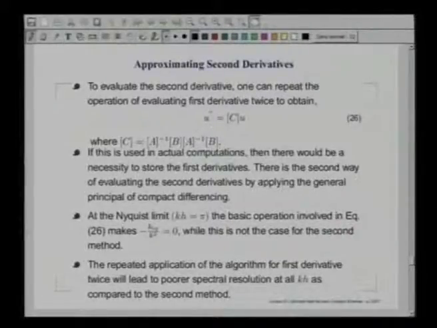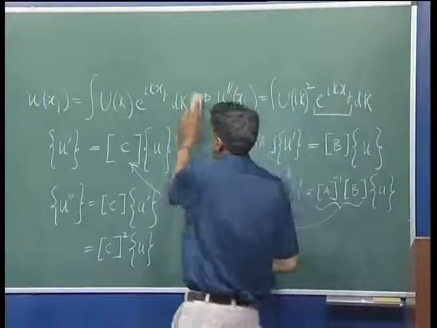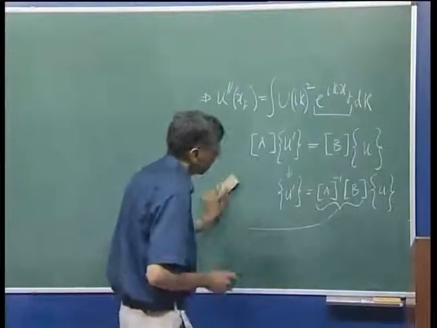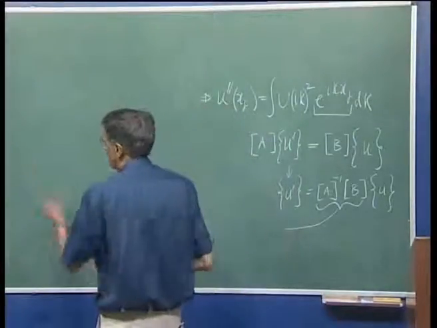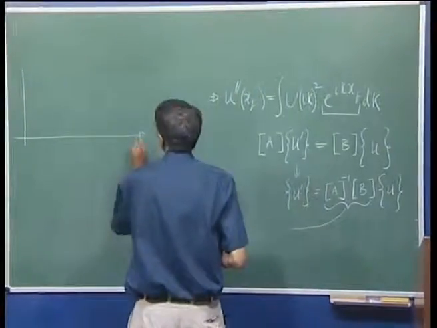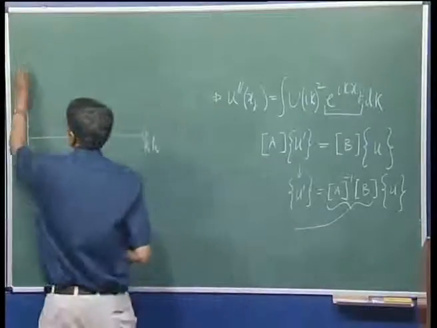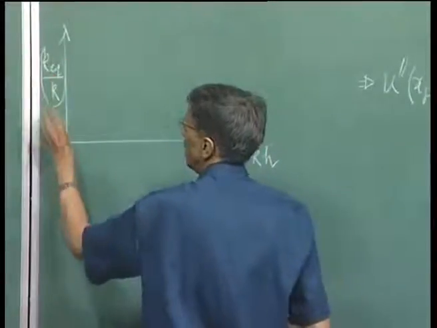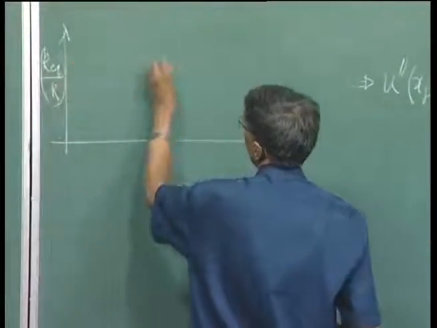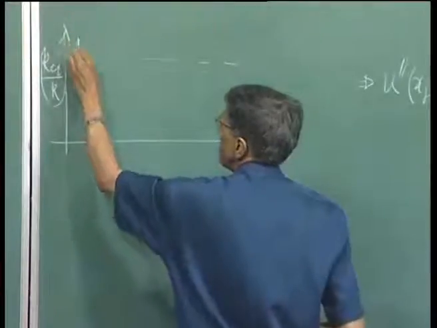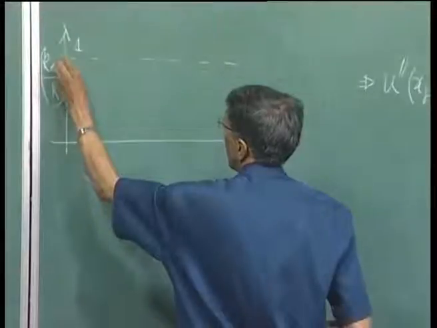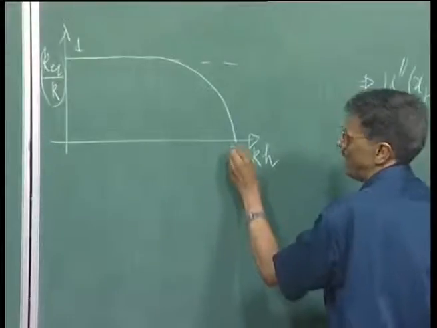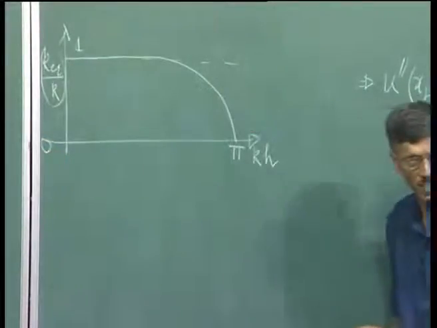One thing we noticed is that most of the time when we plotted the properties for the first derivative, k equivalent by k, which determines the performance parameter, plotted against k h, if I plot k equivalent by k real part, then ideally I should get 1, and the schemes that we have noticed all started off with 1 and then fell off to 0 at pi. So, this is 0, right.